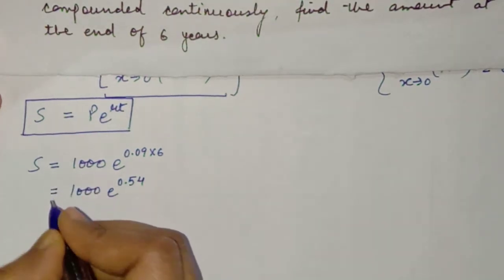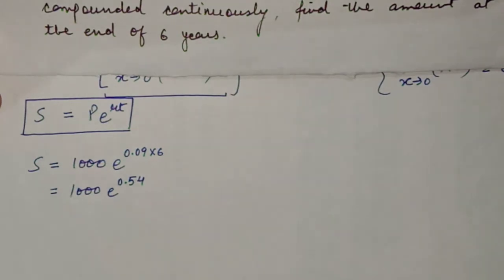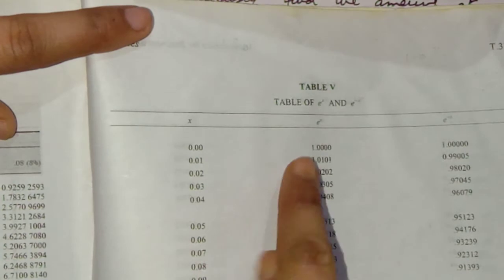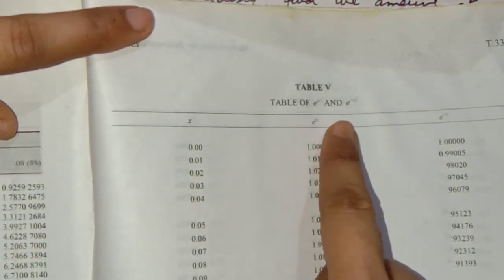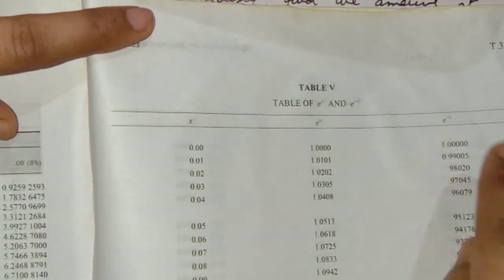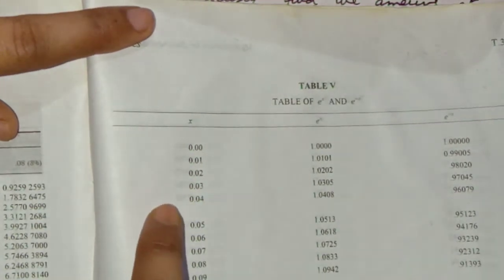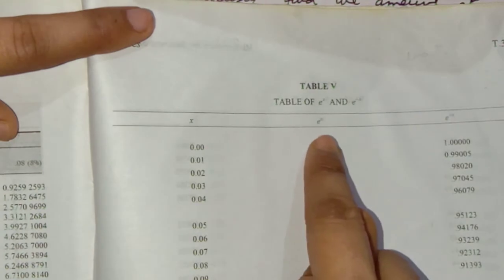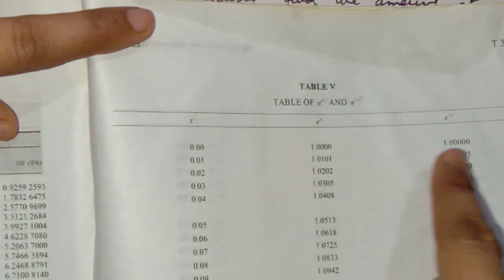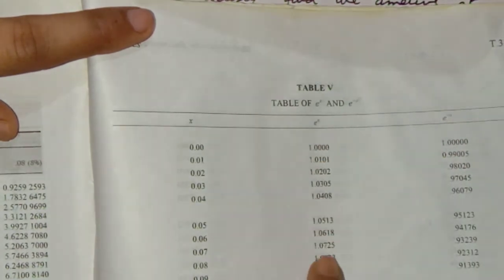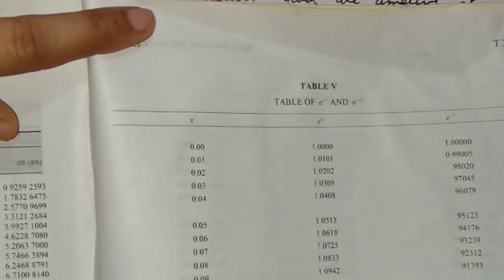For this we have tables available, and let me show you how the table looks. So this is the table of e raised to the power positive x and e raised to the power negative x. We are given the values of x here, that is the values which are there in the power, and depending upon whether the power is negative or positive, we can see the value and directly write it. So I am using this table to find out the value of e raised to the power 0.54.